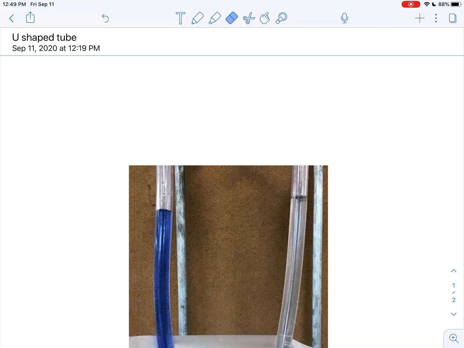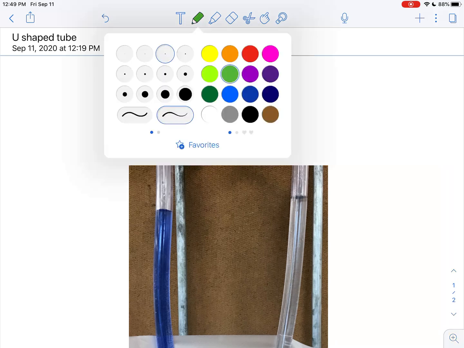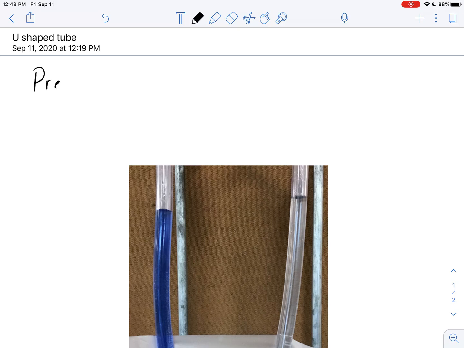Hi everyone, I wanted to add a little more clarification about the U-shaped tube example that I did in class. The first thing I'd like to review is the concept of pressure, the definition of pressure, and the unit. So pressure, again, is force over area. And the unit for that is Newton per meter squared, which is equal to a Pascal.